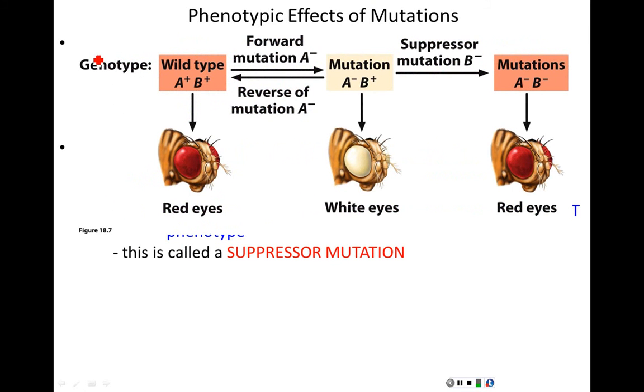Genetically speaking, what we mean is that we have an initial wild-type organism. Wild-type organism has red eyes. We pick up one mutation in one gene, we now have white eyes in the organism. We pick up another mutation in some other gene, and somehow that mutation phenotype gets restored to the original. So you might be thinking, well, how could this be? How could that possibly happen?